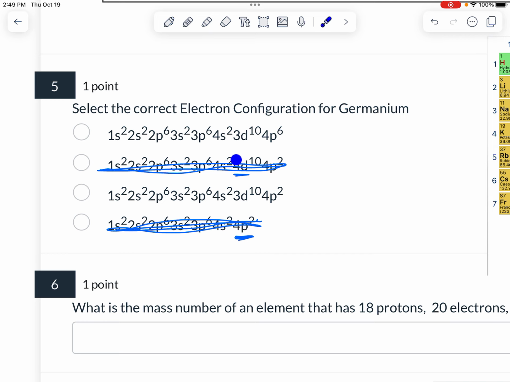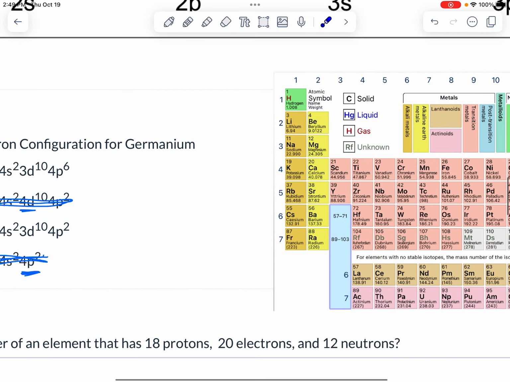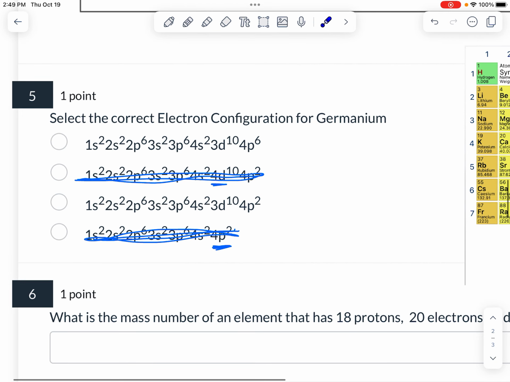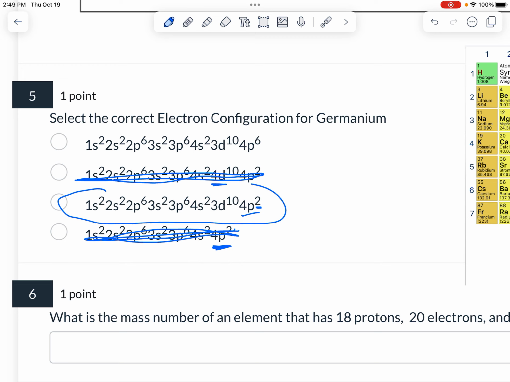And then now that we have that, we have 3d10 and 3d10, and then 4p2 and 4p6. Well, if we go back here, if we counted it up, germanium is right here. So it's in the second spot on the p orbital there. So it only has 4p2 electrons, right? It's only got those 2 electrons. So this is the correct answer, okay? So again, just fill out your orbital diagram and then just start writing in the correct ones, and you'll be able to figure out all of these, okay?